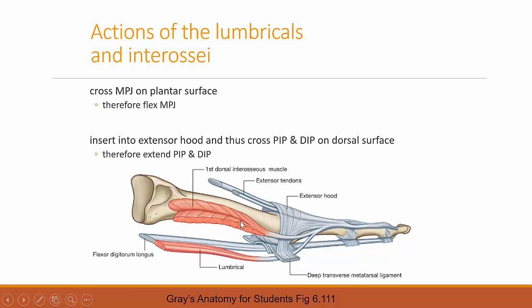Our dorsal interosseous muscle runs deep to the deep transverse metatarsal ligament, but also runs and inserts onto the extensor hood, so therefore will also produce extension at my proximal interphalangeal joint and my distal interphalangeal joint.